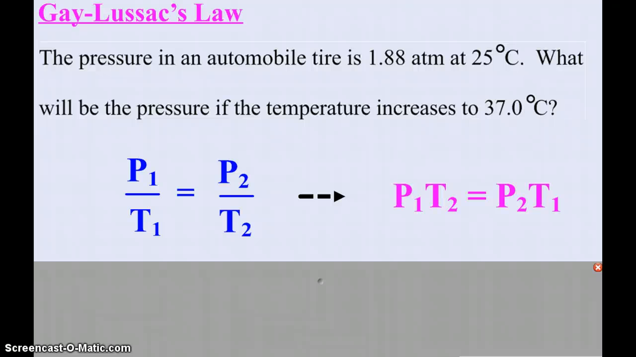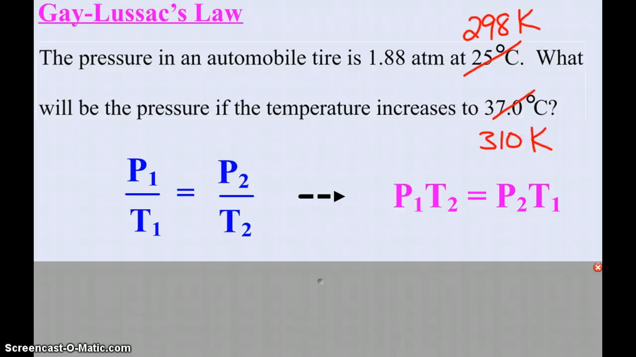Here is my sample question. Again, get rid of the Celsius. 25, no, that's 298 Kelvin. 37, no, that's 310 Kelvin. Here's my law. Again, I cross-multiplied it out, so I just need to plug the numbers in.